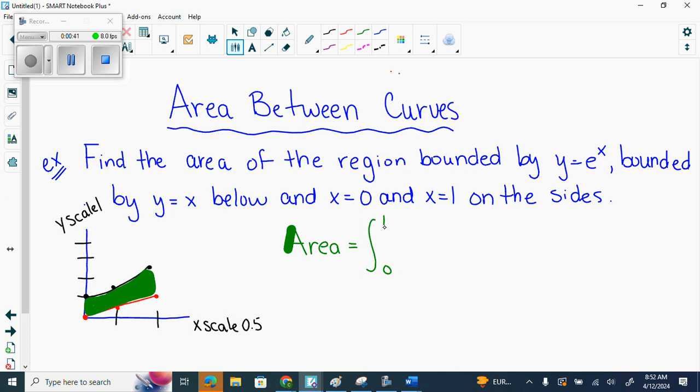You have to always do the area above minus the area below. Why would you do that? Because I can see the stuff in between. Because it's the area below the curve, correct? When you do the fundamental theorem of calculus, it gives you the area under. So if I take the area under e to the x and subtract the area under y equals x, I would get the area between. Correct? That's why you subtract them.